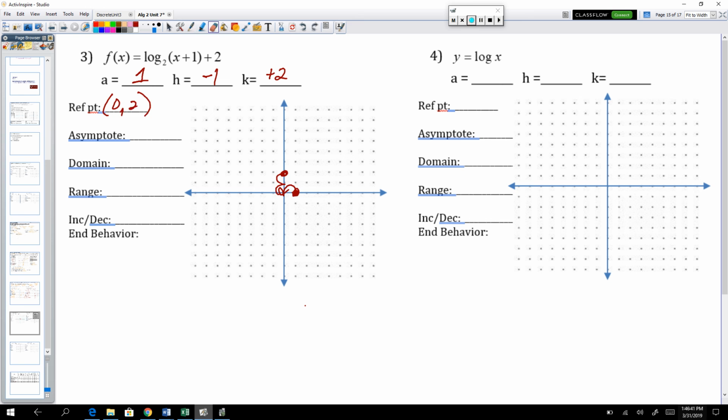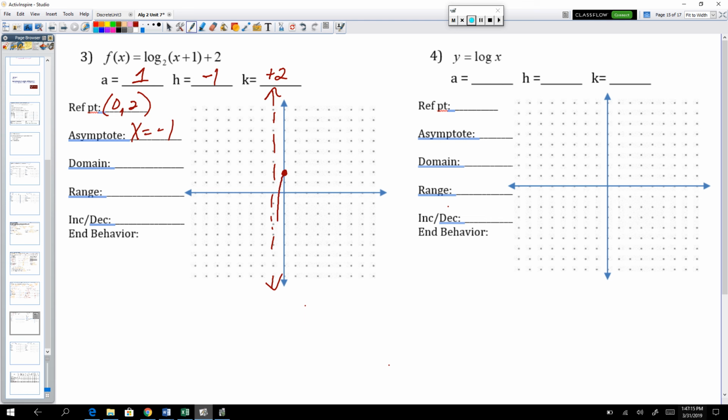Our asymptote on the original graph is x equals 0. The a has no impact. The h moves it to the left 1. And the k value up 2 really has no bearing. So really it's just the left 1 that has an impact on this asymptote. So we're going to graph that asymptote at x equals negative 1. X equals negative 1. And there's our starting point.